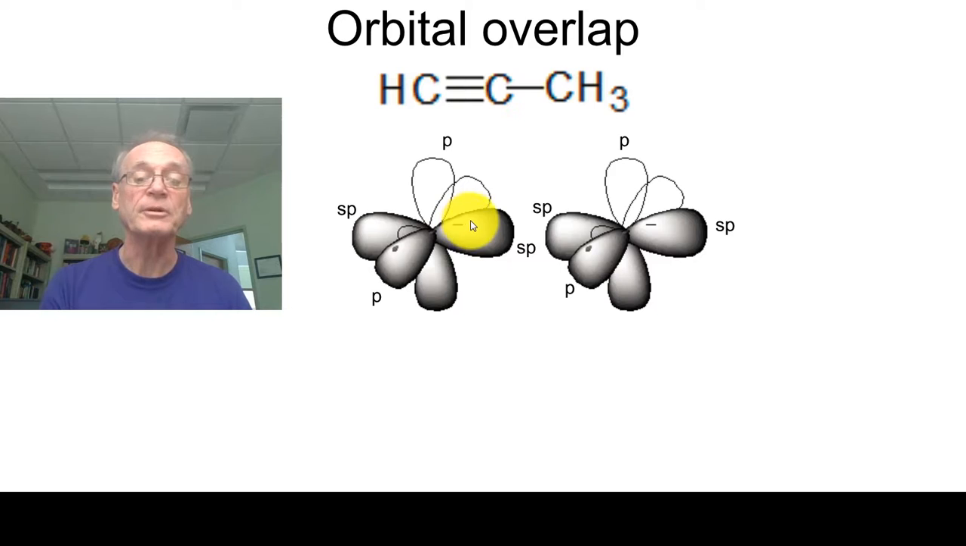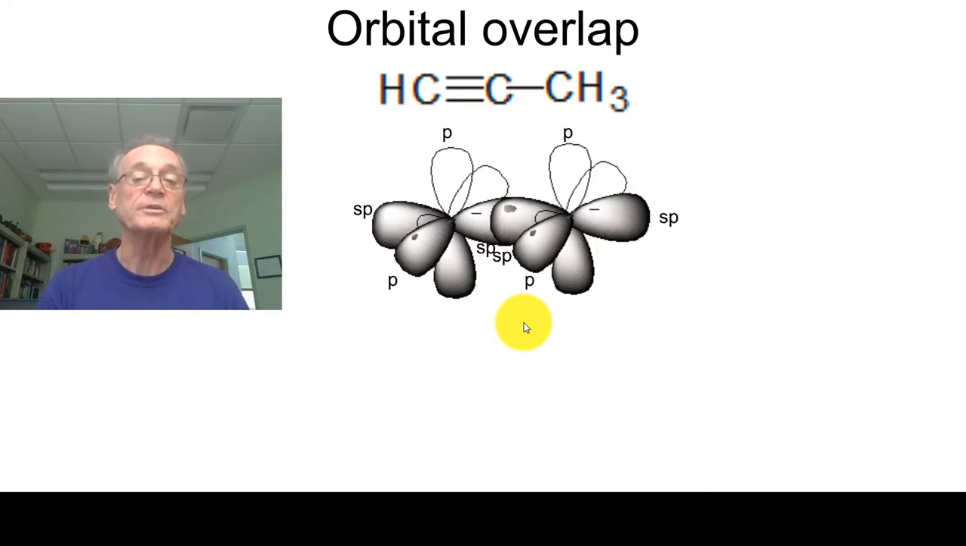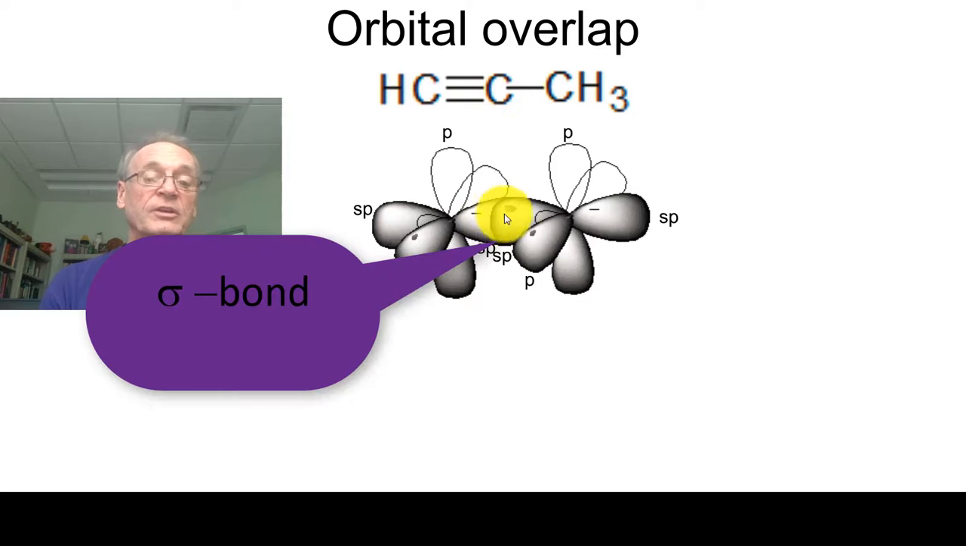Since they're both sp hybridized, they look exactly the same as each other. Then what we're going to do is bring them together to overlap, because these carbons are bonded to each other. They must be overlapping orbitals. And so they overlap the sp orbital on this carbon atom and the sp orbital on this carbon atom, and that's going to form a sigma bond or a sigma overlap.